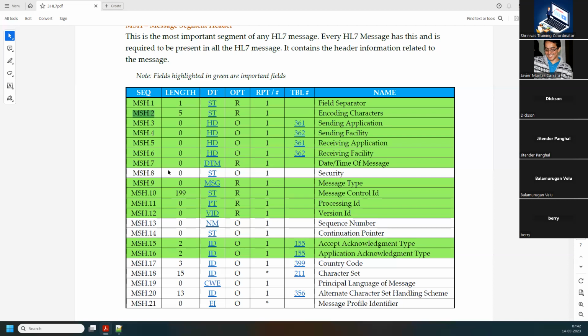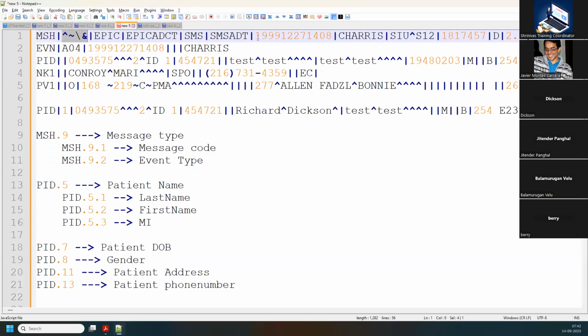All right. And then you have MSH 7, which is going to have the date and time of the transaction. By looking at MSH 7, we can always determine when exactly the message got generated. So if you see this message got generated in 1999, December 27th at 2:08 a.m. Sorry, 2:08 p.m. Right? So that way you can always determine the date and time when the message got generated.